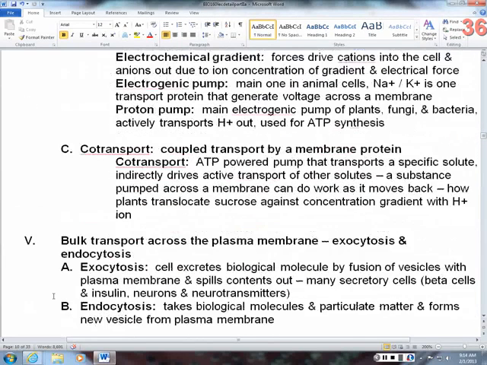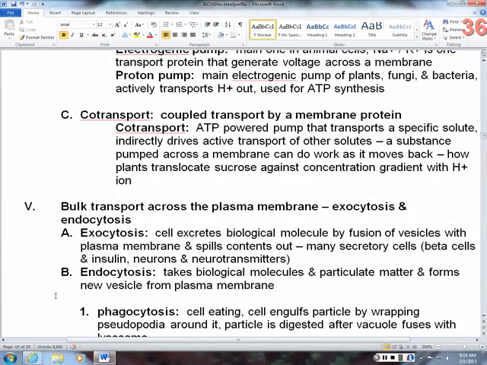So co-transport is coupled transport by a membrane protein. With co-transport, an ATP pump transports a specific solute, driving active transport of other solutes. As one substance is moved one way across the membrane, another gets moved the opposite direction. This is how plants translocate sucrose against a concentration gradient. They use the hydrogen ion to do that. In exchange for moving sucrose one direction, you allow a hydrogen to go the other way. So that's how we move smaller things.